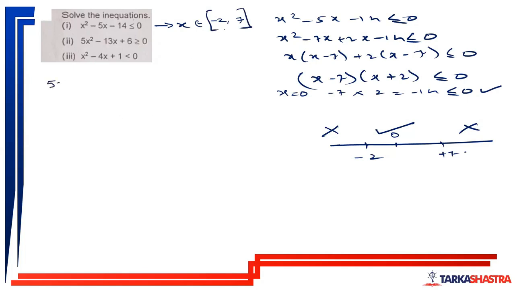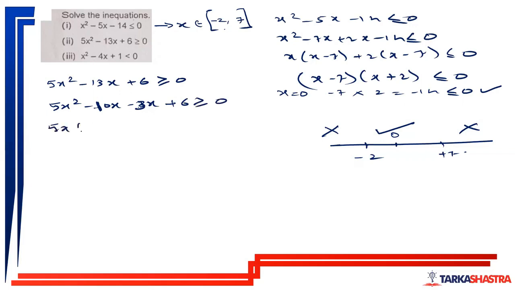Next, what we have, 5x square minus 13x plus 6 greater than or equal to 0. So which is 5x square minus 10x minus 3x. Minus 10x minus 3x is minus 13x, and minus 3 into minus 10 is positive 30, and 5 into 6 is also positive 30, greater than or equal to 0.